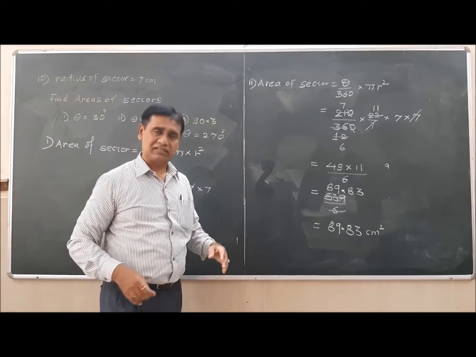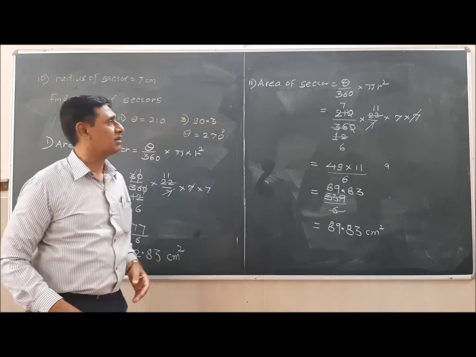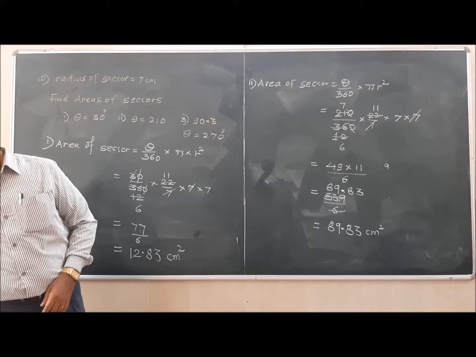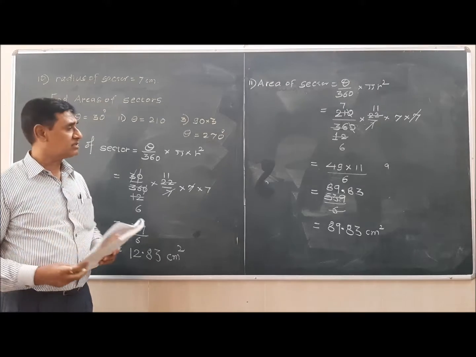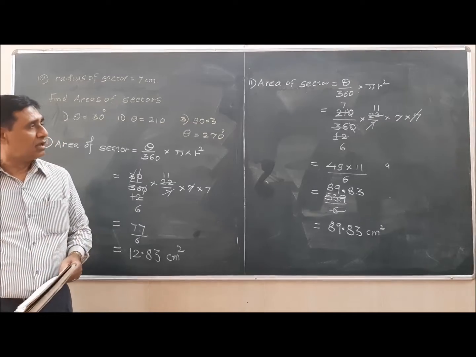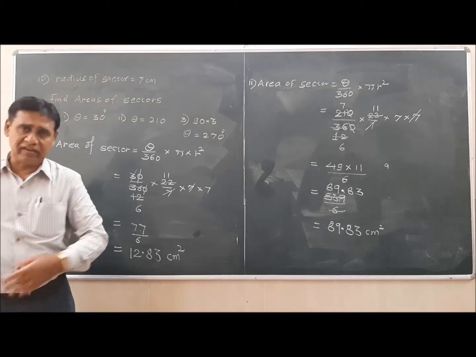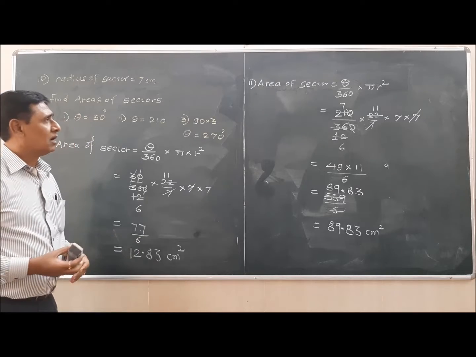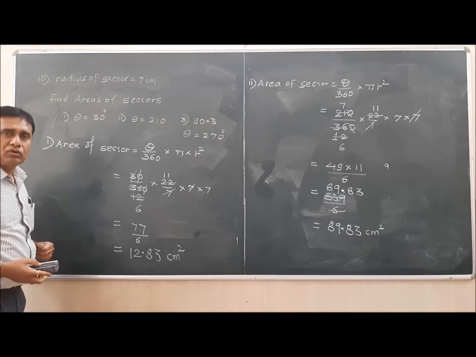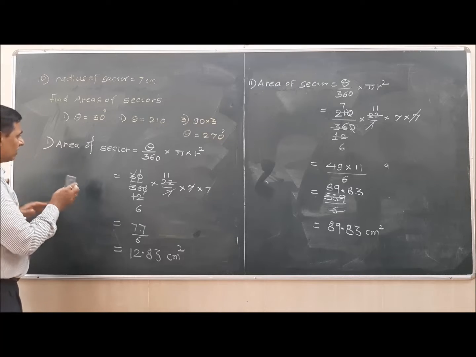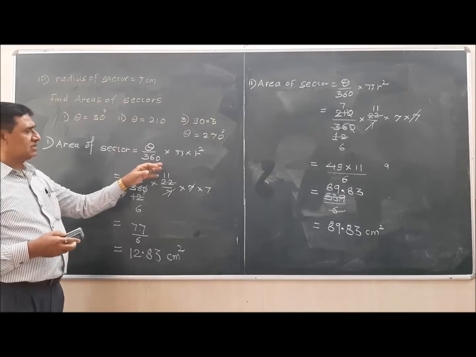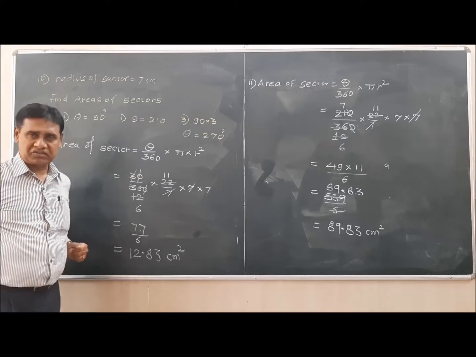Rest of the values are as it is. Value of pi is 22 upon 7, as well as you will find radius is 7 only. So this is how you will find in the second case. We got the value as 89.83. Now, proceeding in the same way, we have to find the area of sector in the third case, theta is equal to 270. So once again, same way, area of sector, theta upon 360 into pi into r square.